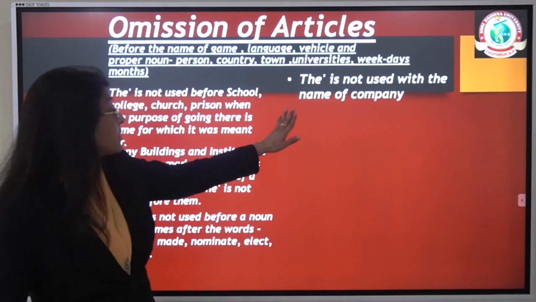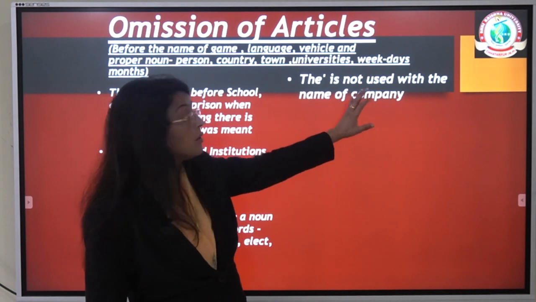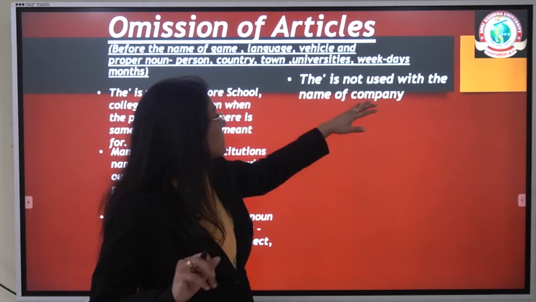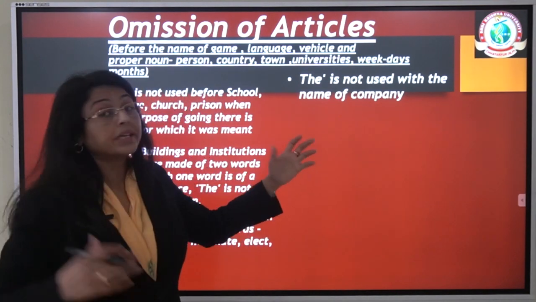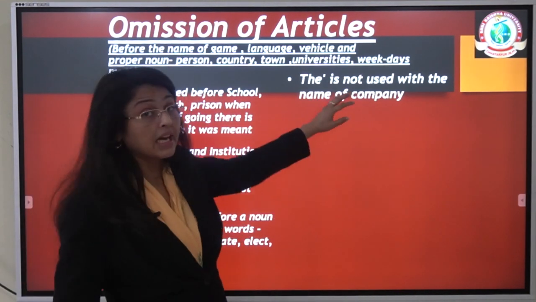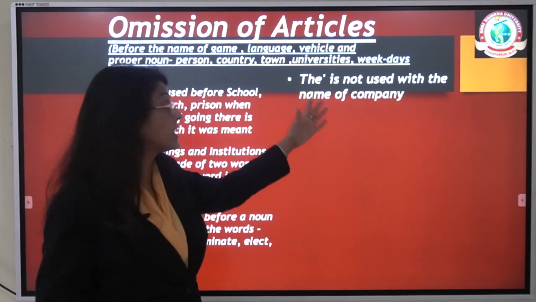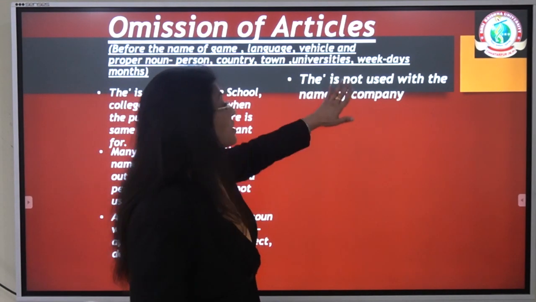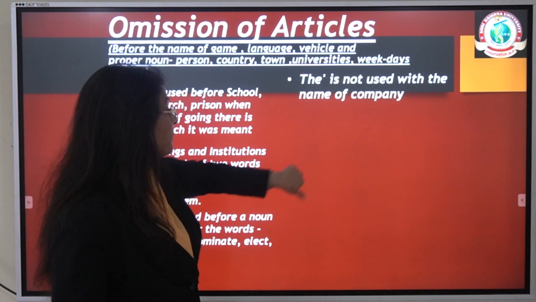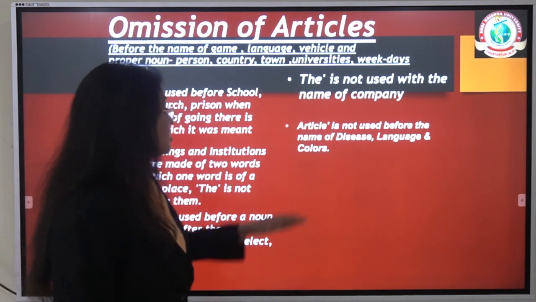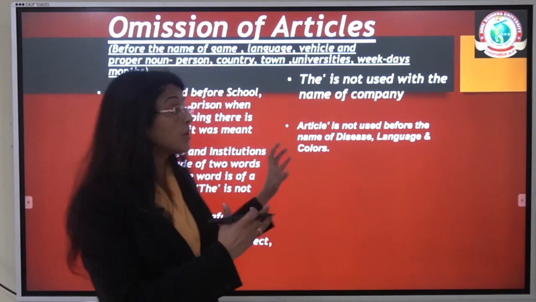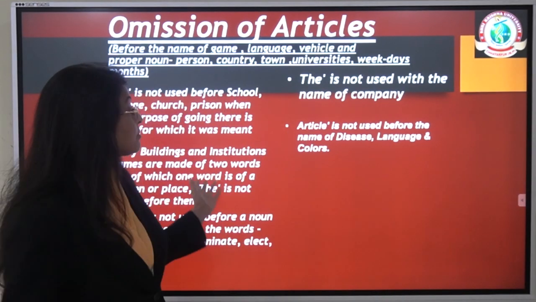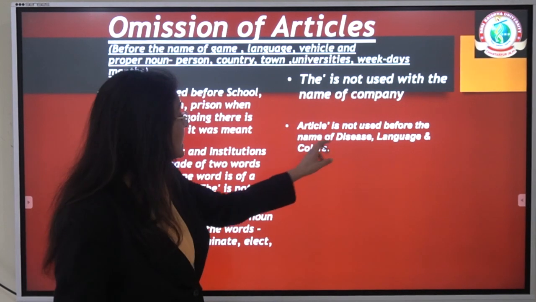It is not used with the name of a company, you know, Accenture, or the TCS. We are not using that. We are directly using Cognizant, TCS, Accenture. We are not using any article the here. Okay. Article is also not used before the diseases, language, and color. Language, caste, religion. We have already seen in the previous slide.